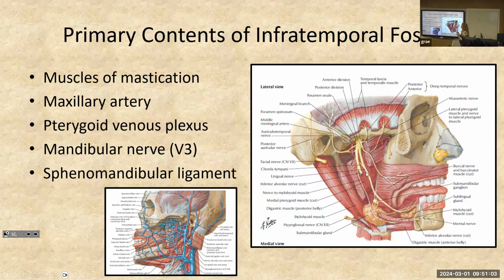Okay. So what was in this space? Now you can kind of understand where the space is located, but what is in there? Why do we care about it? Well, the mandibular nerve of the trigeminal, so V3, fills up the space.